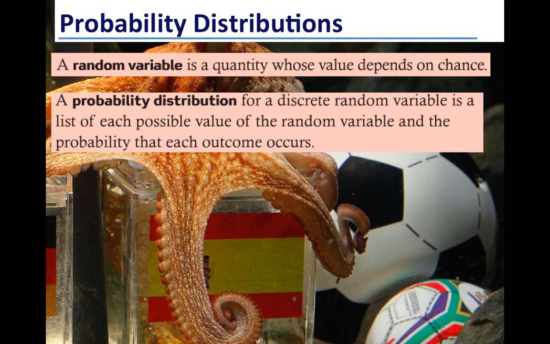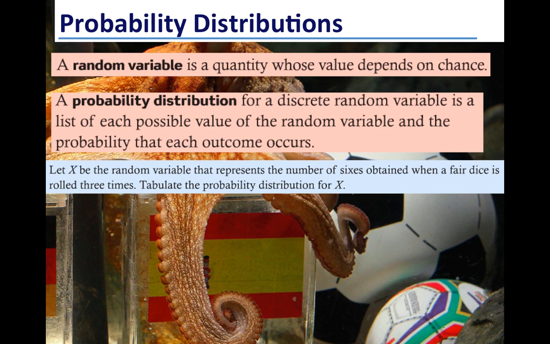A probability distribution then, in the case of a discrete random variable, is a list of each possible value of the random variable and the probability that each outcome occurs. So that's quite a mouthful. So let's try and have a look again at an example to make sure we get the gist of that.